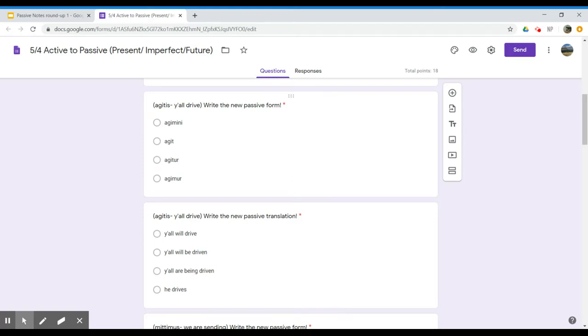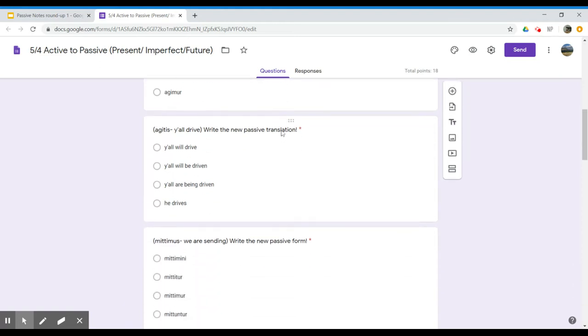agimini. Make sure that the vowel stays the same, the stem of the word stays the same. There's no change there, just the ending changes. All right, and the translation for that, mini, right, is the second person plural, as we just discussed. So that's still y'all. You're not changing the person, you're changing the voice. So you want to add be, being, or been to what here says y'all drive. The correct answer is y'all are being driven.